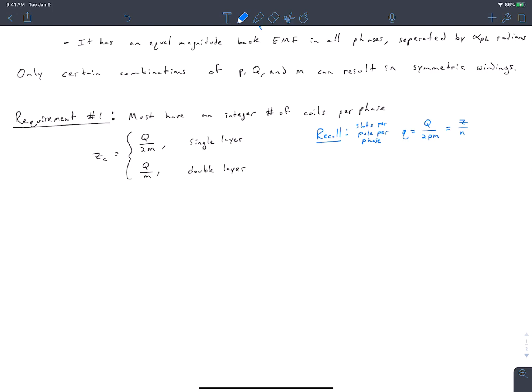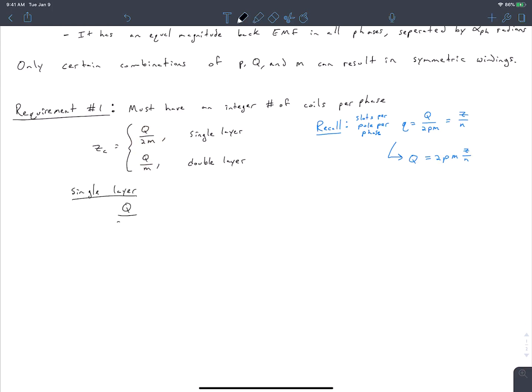And we said that we're going to be writing this in terms of a fraction z/n, where this fraction is fully reduced. That is, z and n are integers that contain no common divisors. And if we rewrite this, we can solve it in terms of big Q, so we can calculate our number of slots as being 2 times our number of pole pairs times our number of phases times q, which is equal to z/n. And so what we're going to do is plug this into these expressions and simplify.